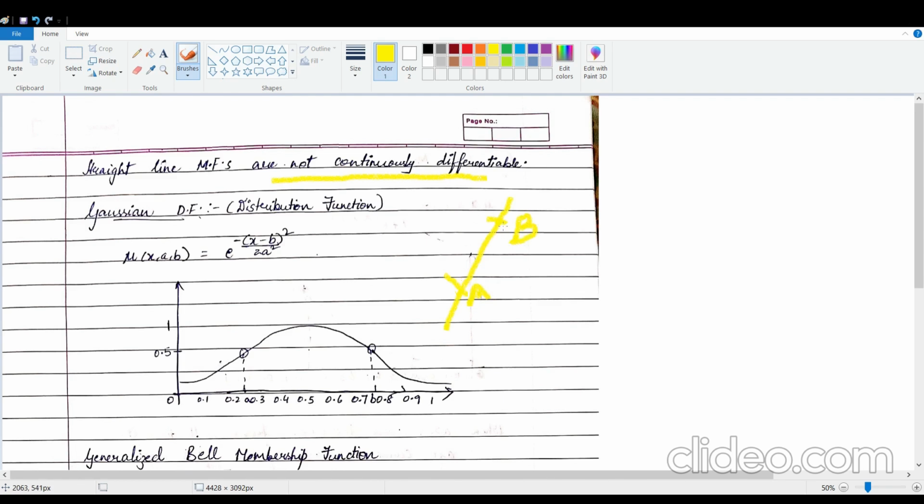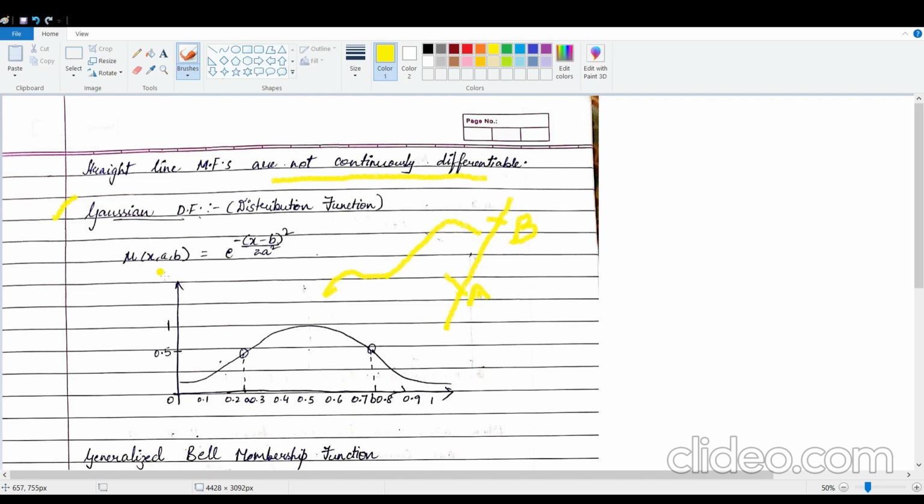Now, there can be certain cases where our slopes differ, as in if you take a curve like this, over here the slopes can differ. Now we can create certain membership functions like that as well, and then they'll definitely serve our purpose. So we need to look ahead, go beyond our straight line membership functions, and the first one that you would find in that category is a Gaussian distribution function.